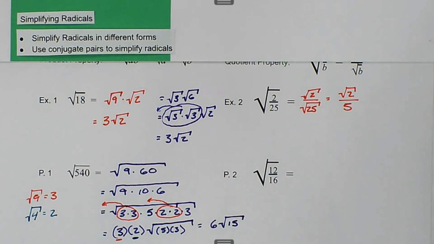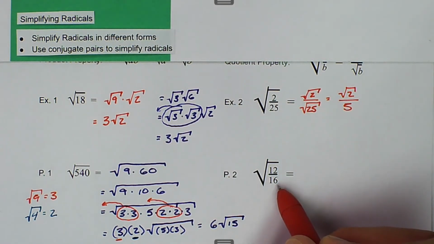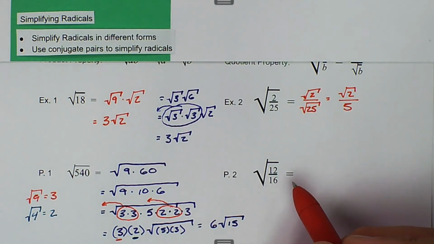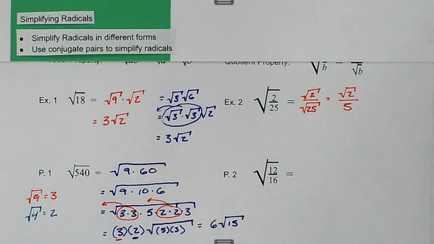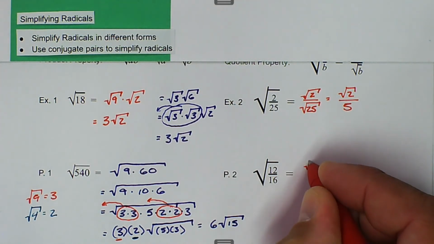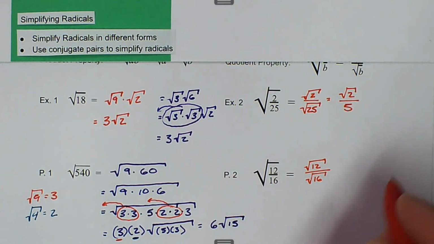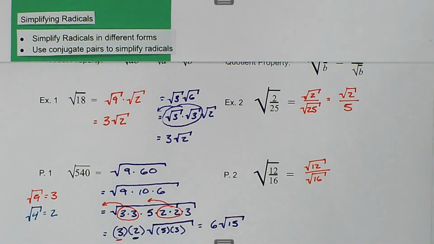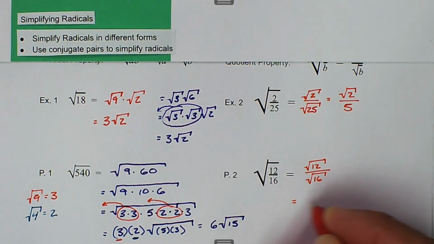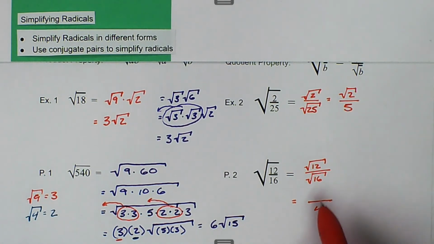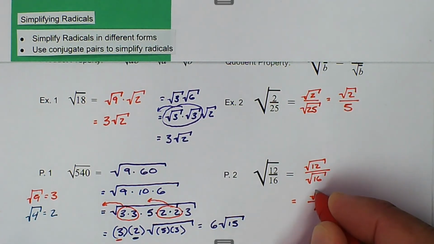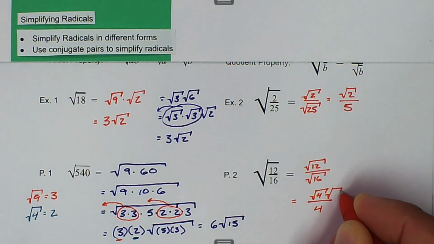We have one example left. And we have 12 divided by 16. And we can split that up into 2 different radicals. So we can take the square root of 12 over the square root of 16. And in the denominator, the square root of 16, we know that that is equal to 4. If we use our calculator, square root of 16 is 4. Now, the square root of 12, we can't take the square root of 12, but we can break that down a little bit. And we can say the square root of 4 times the square root of 3.